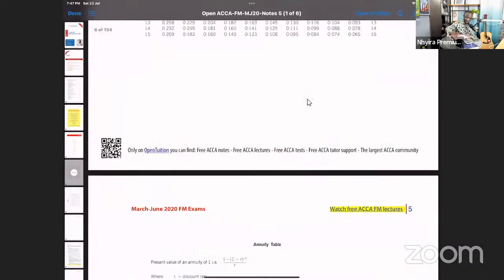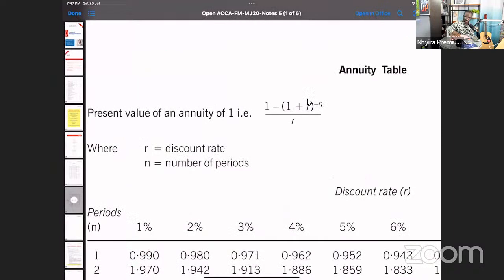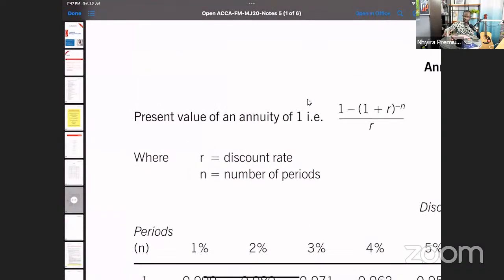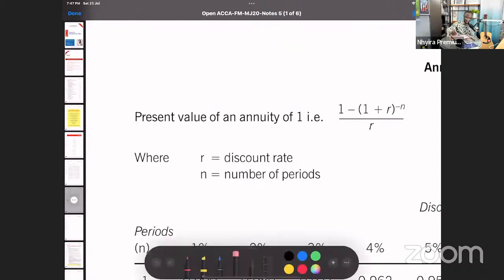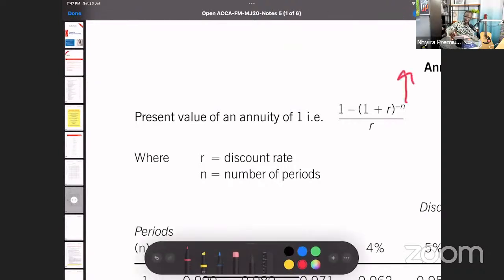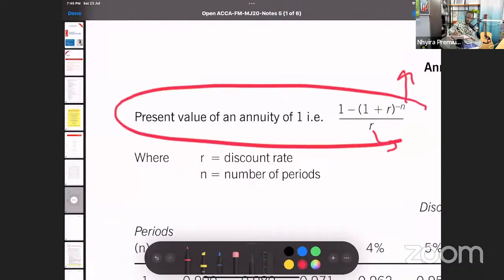So this is the annuity formula. This is it. That's the annuity formula. So you substitute the various figures into it. The N is the number of periods in question. The R is the rate, the discount rate. And once you punch that out, you should be able to get a figure in that regard. So if you don't have the table and you still want to use the annuity, then this is the formula you have to go with.